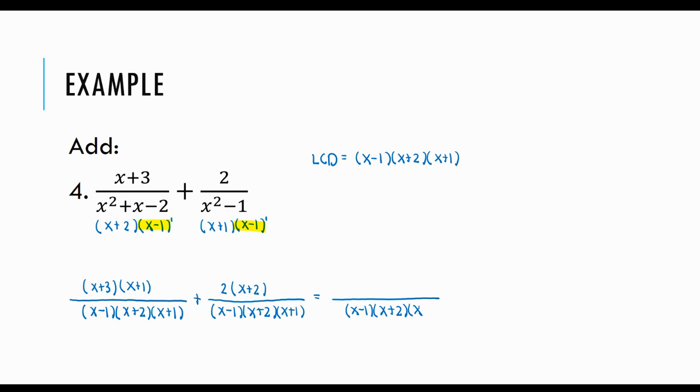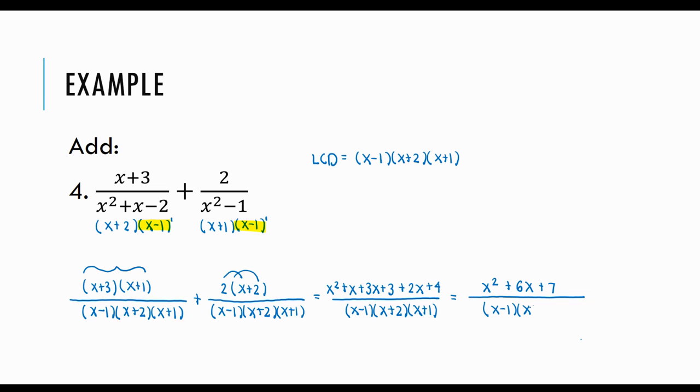And now I want to start combining the numerators. I'm going to multiply out the first numerator. That gives you x squared plus x plus 3x plus 3. I'm going to distribute the 2 to the second numerator, and that gives me 2x plus 4. I'm going to combine my like terms. That gives us x squared. We got x, 3x, and 2x, so now that's 6x. 3 and 4 add up to 7.